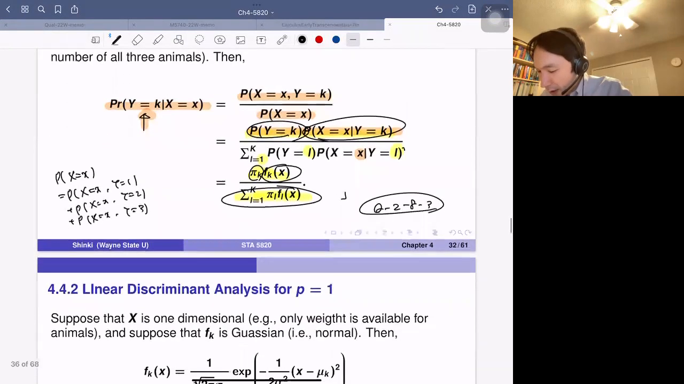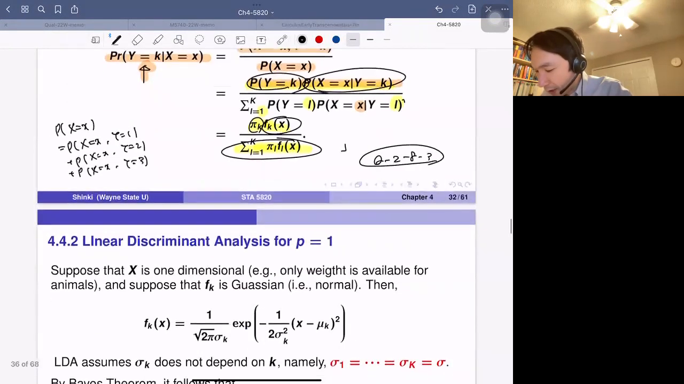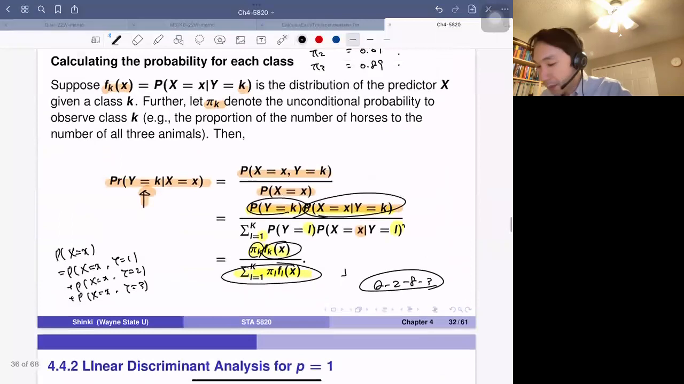So this is how linear discriminant analysis works. And from the next slide, we will discuss more details about linear discriminant analysis for specific cases, the one-dimensional case and the two-dimensional case.